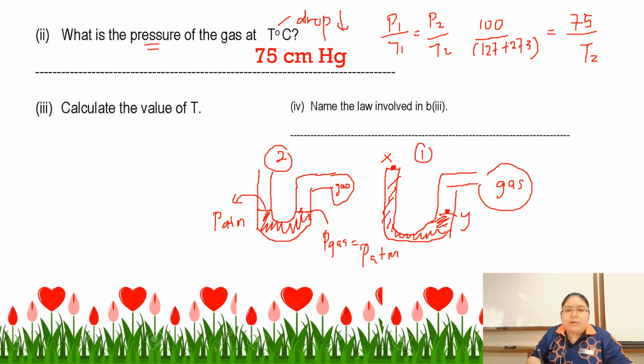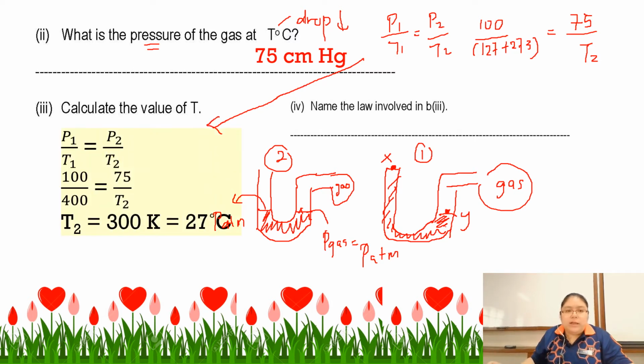Now we do the calculation. This calculation I need to bring down. So from here, P1 over T1 equals P2 over T2. So 100 over 400, this one becomes 400. 75 over T2. So I get T2 is 300 Kelvin. Final answer must be in degrees Celsius. So from here, I get 27 degrees Celsius. So from here, what law is involved? This one is pressure and temperature, is it? Another thing is the volume is constant. So from here, we are talking about the pressure law.